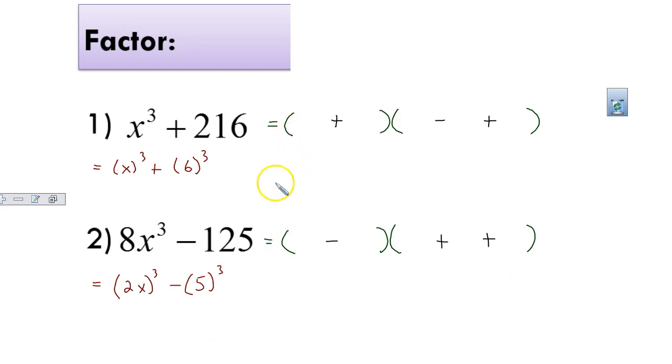Okay, so as we're working these problems out, the first parentheses is always going to get the cubed root. So it's going to be x and 6 in number 1 here. It's going to be 2x and 5 in the second one. It gets exactly what the cubed root is. Whatever that is goes there.